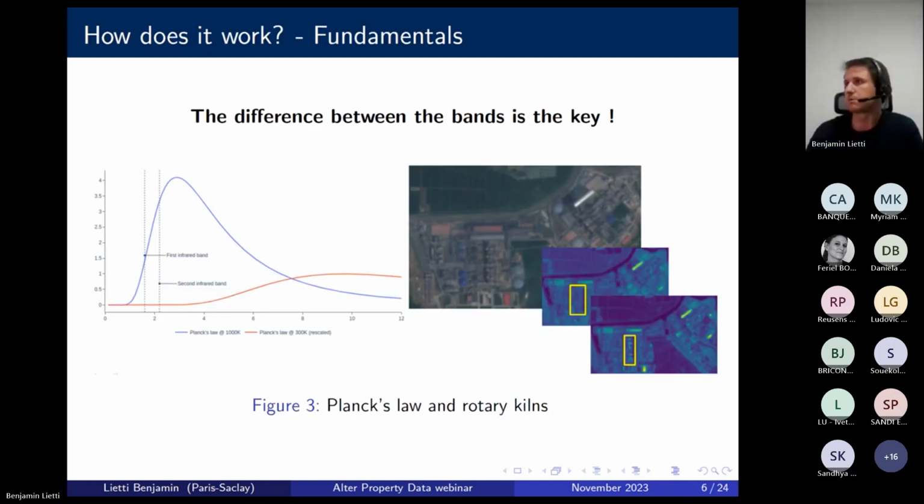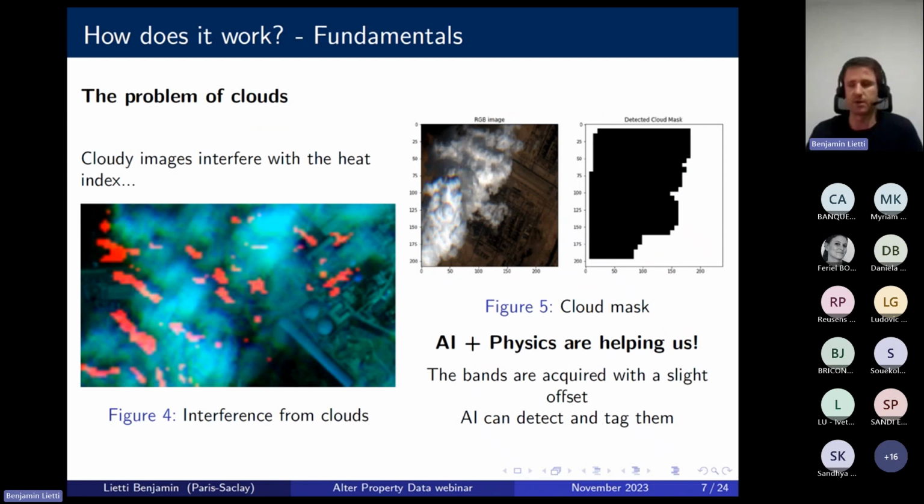I'm going to go quickly through this, but basically we used some physics laws to determine, by looking at the value of the emission on different infrared bands, whether an object is hot or not. And of course, that's the same for every satellite data. We also need to detect clouds, because as you can see, they can interfere quite a lot with the thermal data. So we compute a cloud coverage ratio for every image that we have, and get rid of the data where there are too many clouds.